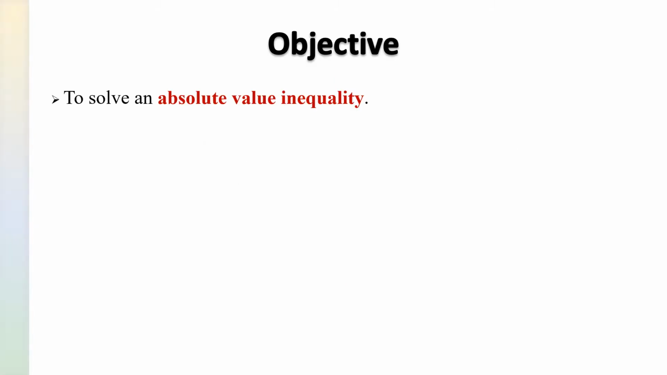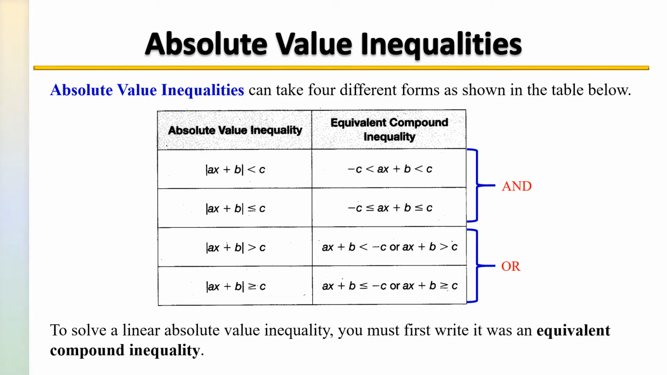So in this section, we're going to solve an absolute value inequality. Absolute value inequalities are very much like absolute value equations. The only difference is that absolute value equations have an equal sign, and absolute value inequalities will have an inequality symbol. And these equations can take on 4 different forms as shown in the table below.